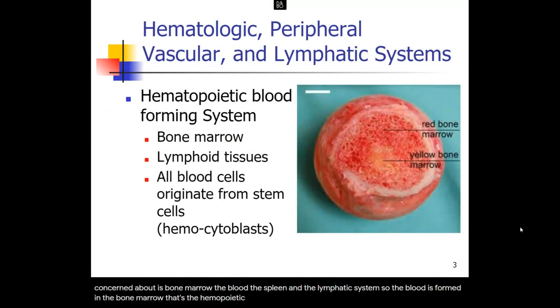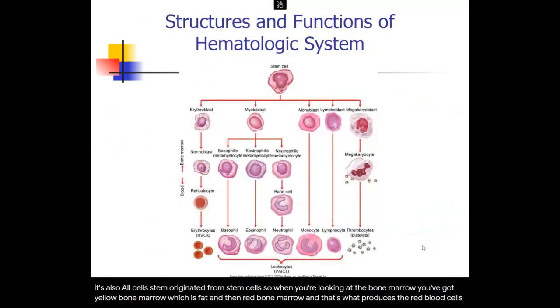That's hemopoietic, which means blood-forming. Blood forms in the bone marrow. It's also in the lymphatic tissue. All cells originate from stem cells. So when you're looking at the bone marrow, you've got yellow bone marrow, which is fat, and then red bone marrow, and that's what produces the red blood cells.